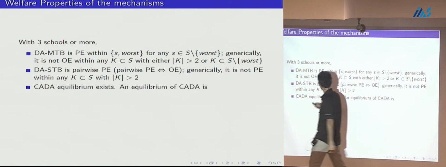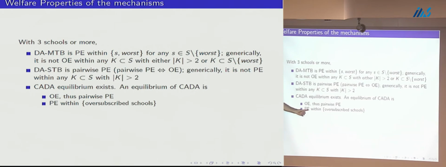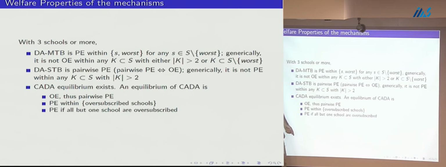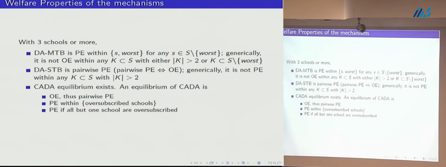With CADA, first of all, a CADA equilibrium exists in this continuum economy. And it is also Pareto efficient within the set of oversubscribed schools. And remember that that is an equilibrium. This is going to be determined in equilibrium. And actually, it may be the case that the set of oversubscribed schools is equal to the set of all schools but one, the worst school. Then in that case, CADA is going to be fully efficient.